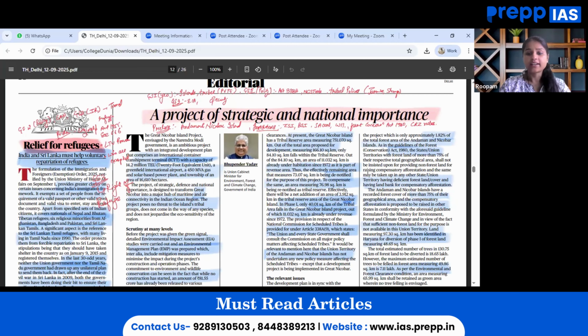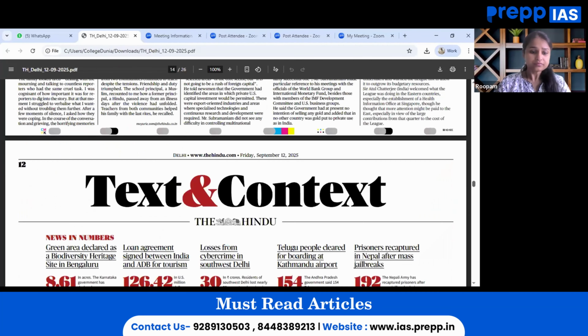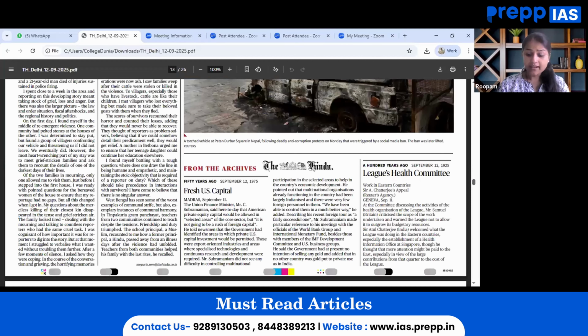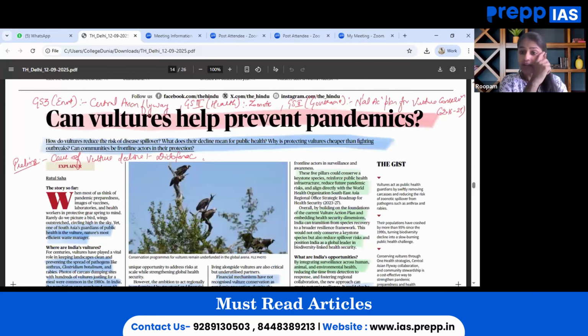Moving on, a very important article in today's Hindu newspaper is about vulture conservation. This article primarily talks about whether vultures can help prevent a pandemic. Now, when we map this particular topic in our syllabus, this will primarily fall under GS paper 3, environment, under the theme species decline, conservation strategies, Central Asian flyway with regard to vultures. Also relevant for GS paper 3, health, wherein the One Health approach is to be integrated, zoonotic diseases, pandemic preparedness that we have had or not.